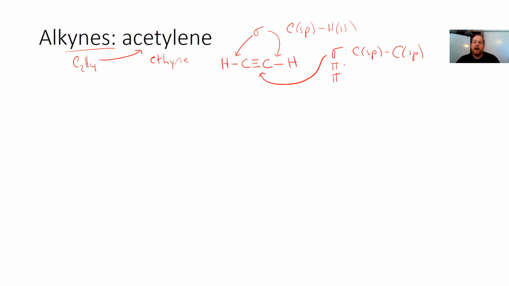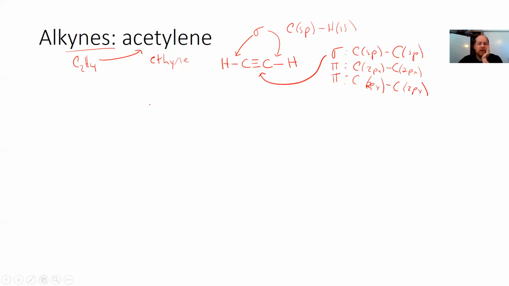And your pi bonds are going to be carbon 2p orbitals. So you can say 2px or 2py, doesn't really matter which ones you choose as long as they're the same. And the other one will be a carbon 2py to carbon 2py. And so that's the bonding in acetylene.